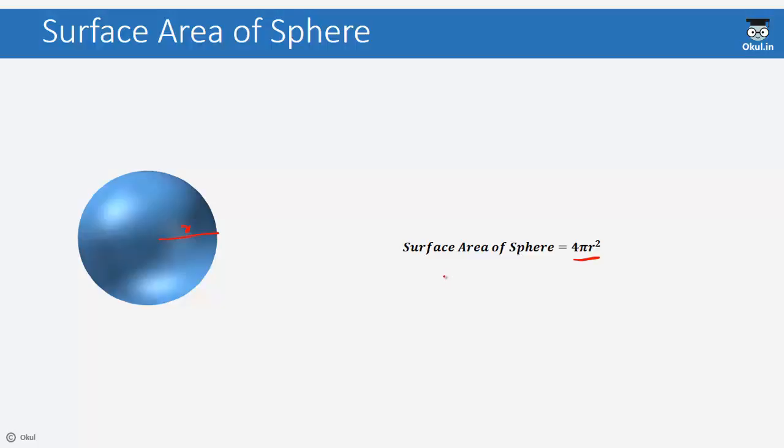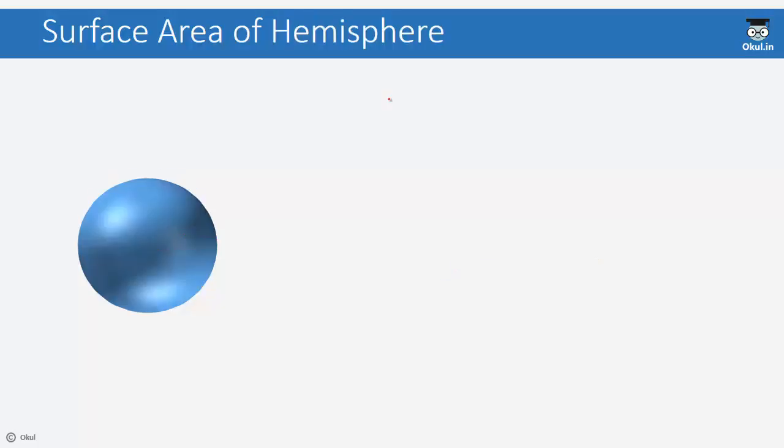Now let us learn how to calculate the surface area of a hemisphere. Let us cut the sphere into two parts and remove the upper half of it. The figure that we get here is a hemisphere. The hemisphere contains a circular base and a curved area. So this is what a hemisphere looks like.